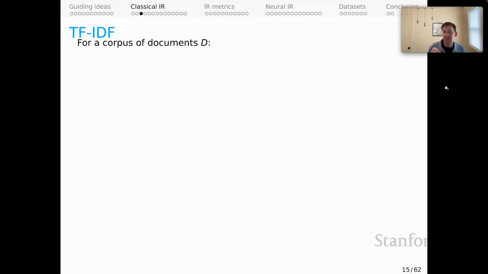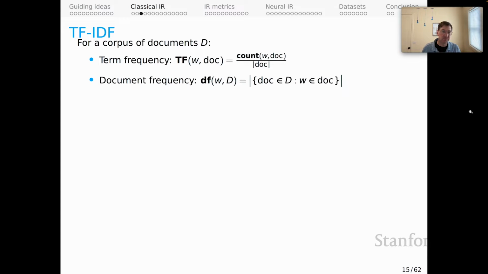TF-IDF is a common approach to massaging those term document values to get more information about relevance from the matrix. Here's how TF-IDF works. We begin from a corpus of documents D. Term frequency is actually internal to each one of these documents. TF of a word given a document is simply the number of times that that word appears in the document divided by the total length of the document. So a standard relative frequency value.